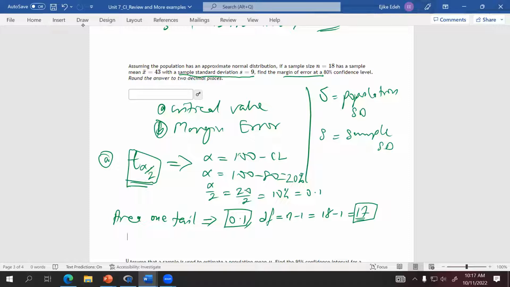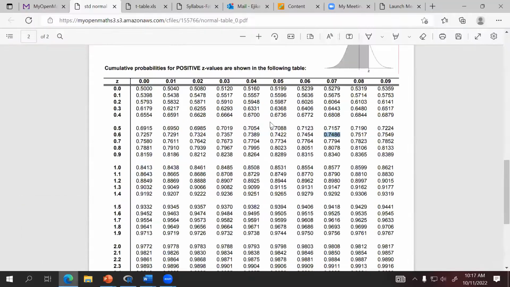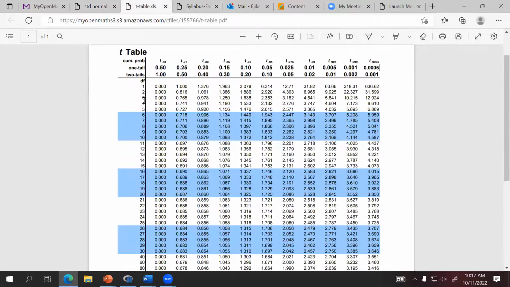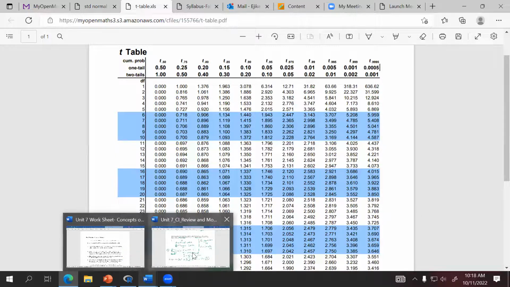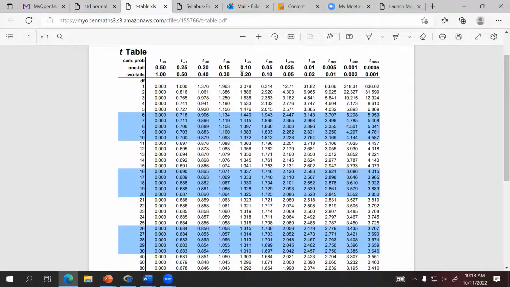Okay, so let's go to the T table. Okay, so there is the T table. I remember that the area we have is 1 tail, right? Because we divided it by 2, so we are getting only 1 tail. So I'm going to look for the area of 0.1 on the T table. Remember the area is on top here, so we're looking for 0.1 along 1 tail, right?